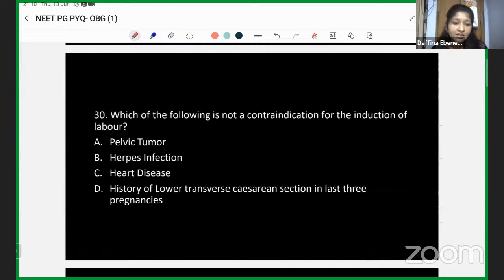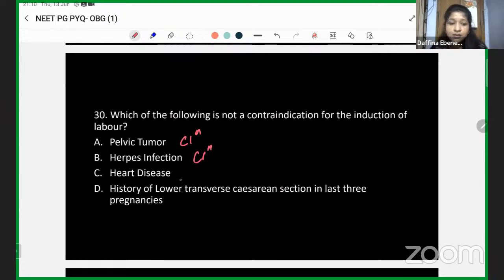Okay, but looking at this, you can rule out and also write the answer for this question. In case of a pelvic tumor, do you go ahead with the induction of labor? No. Pelvic tumor is a contraindication. Herpes infection, active genital herpes is a contraindication.